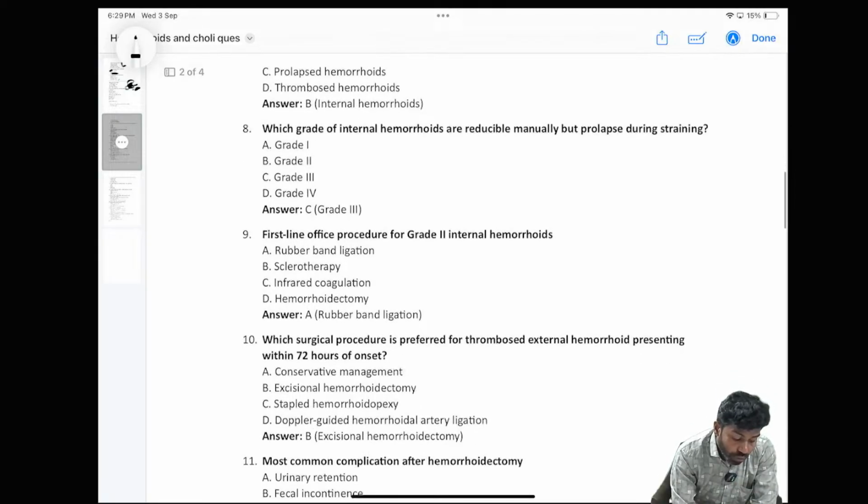The first line office procedure for grade 2 internal hemorrhoids. Grade 2 internal hemorrhoids, I said either you can go for a sclerosing agent or you can apply banding, all those things. So for the office procedure, you can give anesthesia and you can apply rubber band ligation.